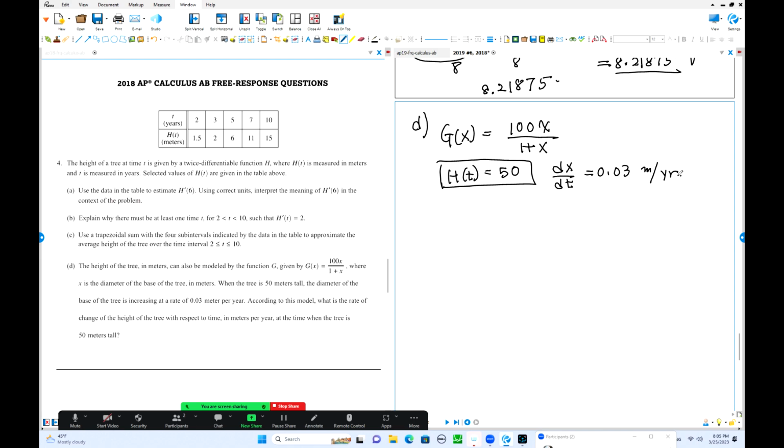At this moment, the height of the tree is right at 50 meters. According to this model, what is the rate of change of the height? Rate of change of height, dh dt, right? That's when you find dh dt with respect to time, okay? At the time when the tree is 50 meters height, at this moment, we're going to find dh dt. So how can you start this one?